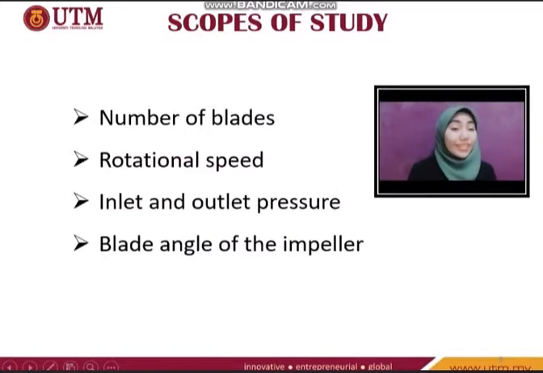When carrying out a research, there are variables that could influence the results of the final outcomes. Having those variables scoped down to a decent figure could give better results and greater focus in the research. For this study, the scopes are number of blades, rotational speed, inlet and outlet pressure, and lastly the blade angle of the impeller.